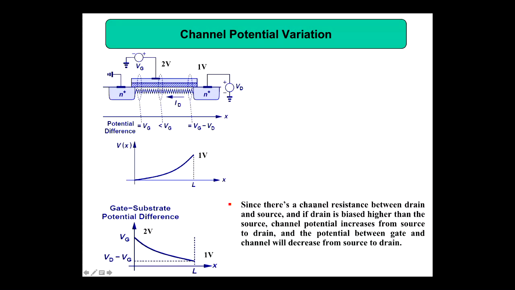Since there is a channel resistance between drain and source, that's what you see here. And if the drain is biased higher than the source, yes, the drain is biased higher than the source. See, this is the source, this is the drain. Channel potential increases from source to drain, from here to here. And the potential between gate and the channel will decrease from source to drain. See, that is decreasing like this.